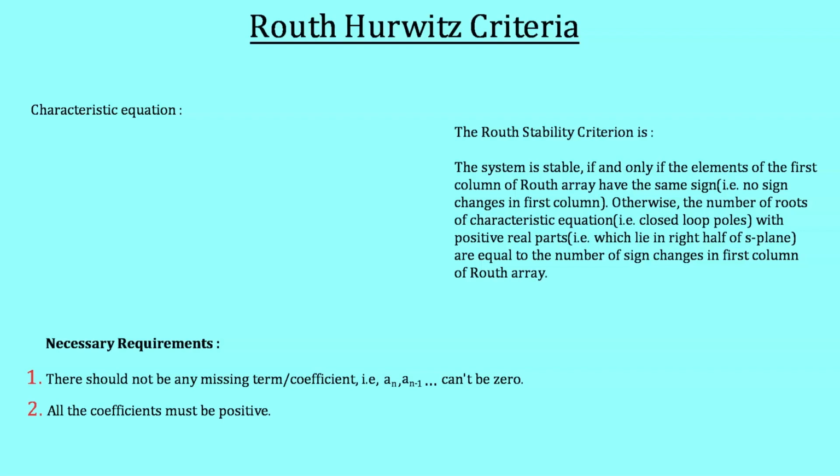Now the next question is, what if the transfer function does not satisfy any of these 2 conditions? In that case, you can simply say that the system is unstable.